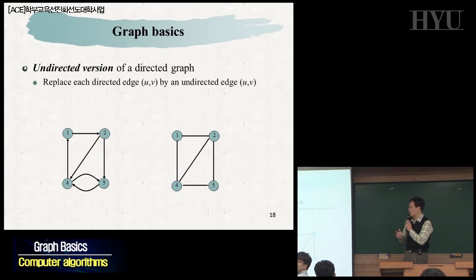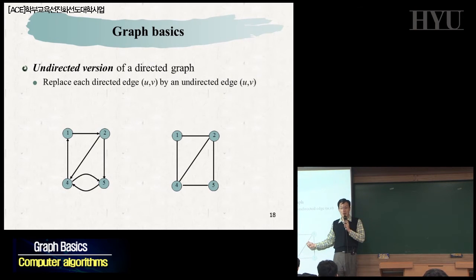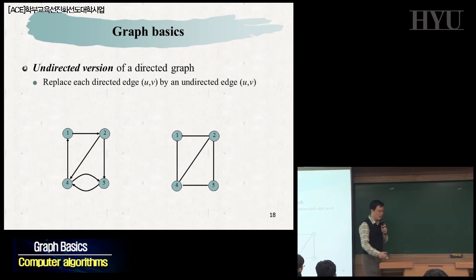Look at this. First we have a directed graph, and this is its undirected version. And then consider a directed version of this graph. Then between vertices 1 and 4, there are two bidirectional edges, but the original graph has only one edge, so they aren't the same.